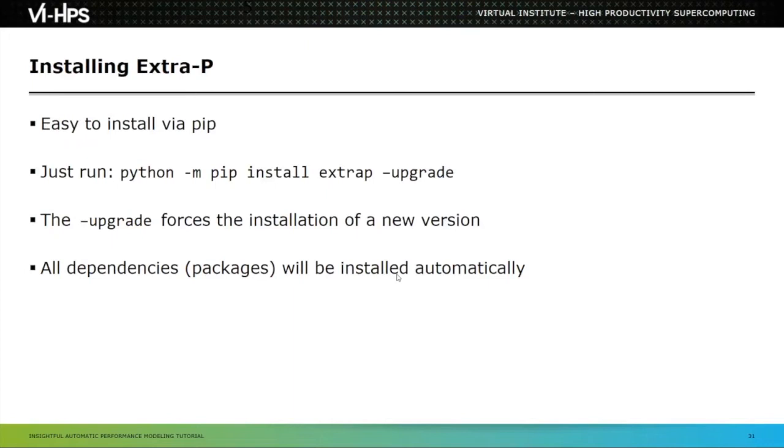Extra-P is really easy to install on all systems, so you can run it on Linux, on Windows and on macOS, as I just said. Therefore you can simply install it with pip. If you have the package manager from Python installed, you can just do python -m pip install extrap and install Extra-P. If you already have a version installed, you can use the --upgrade option to force the installation of the new version. And the good thing is with this package manager, all of the dependencies will be installed automatically, so you don't need to worry about anything.